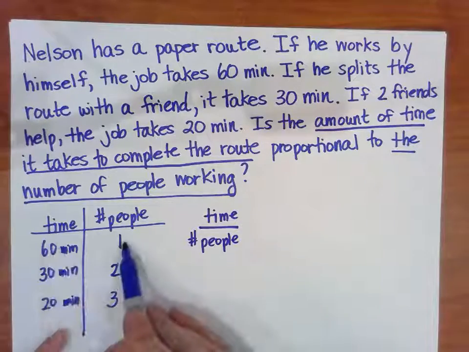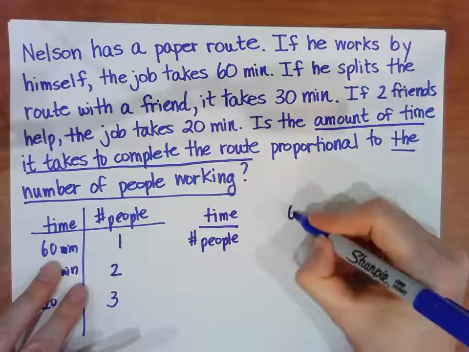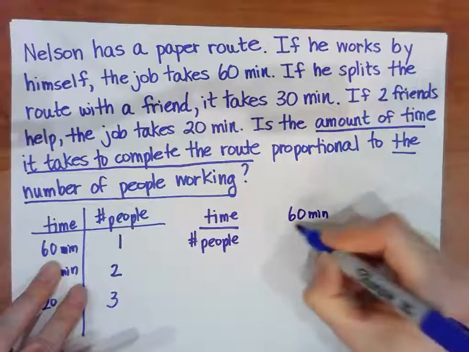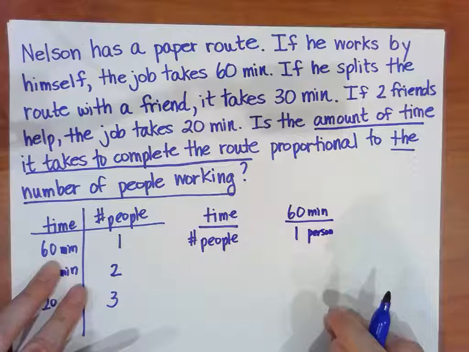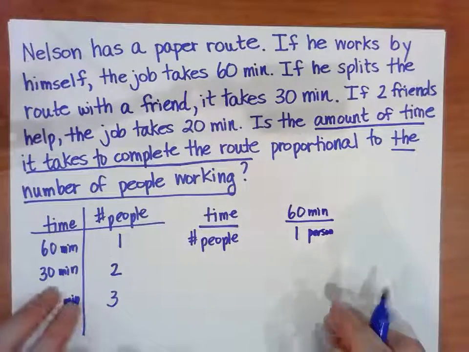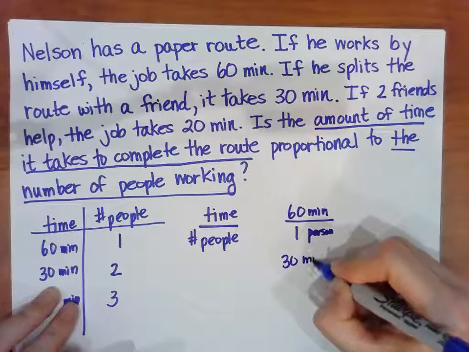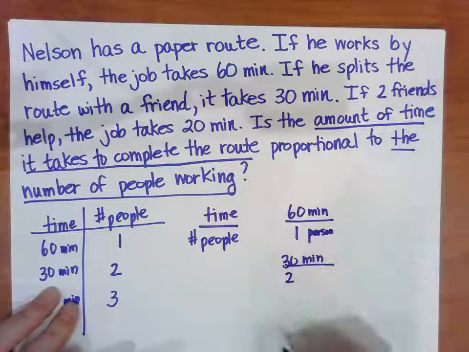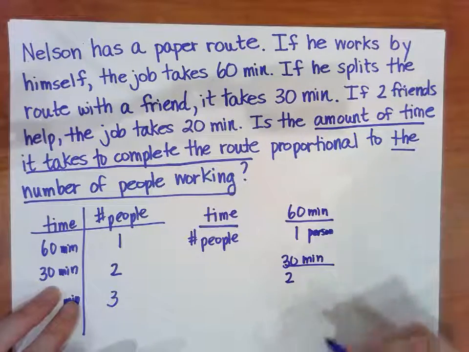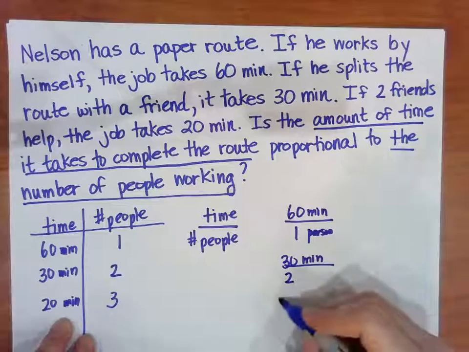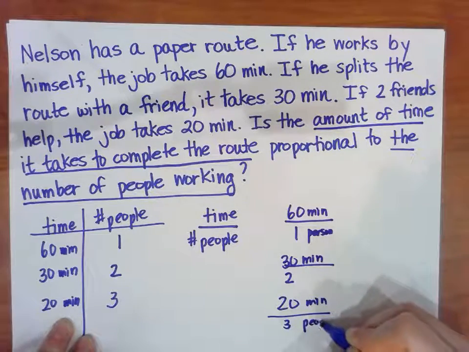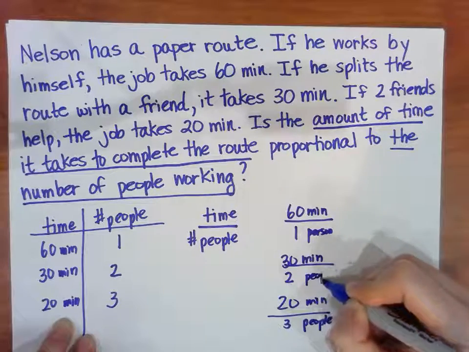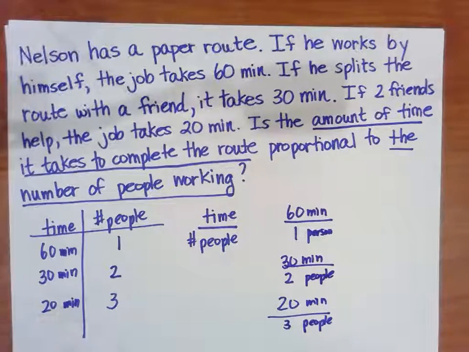Okay, so in this first line of the table, we've got 60 minutes to 1 person. Okay, and in the second line, we've got 30 minutes to 2 people. And then in the last line we've got 20 minutes to 3 people. So are these all the exact same ratio?